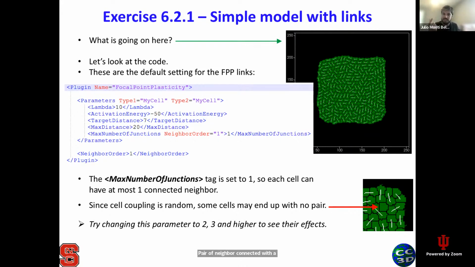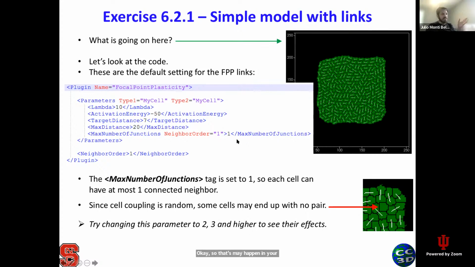So all cells can have at most one link, and some poor cells will have no links at all. Because the coupling is random, you have this cell here and this cell here, or that cell in the upper corner, that end up with no links. So that may happen in your simulation.